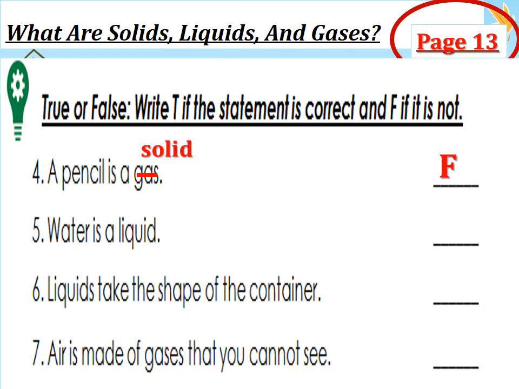Number 5, water is a liquid. T or F? Yes, of course. Number 6. Liquids take the shape of the container. T or F? Great. T. And number 7. Air is made of gases that you cannot see. T or F? Very good. T. Excellent.